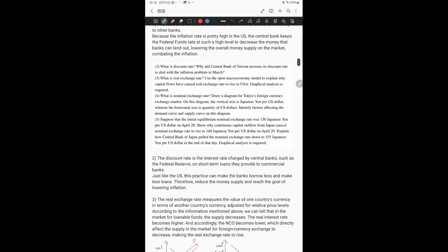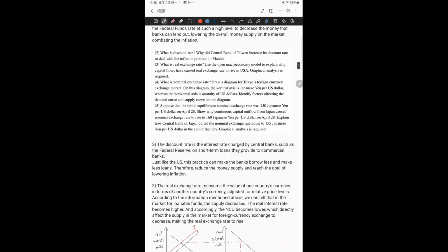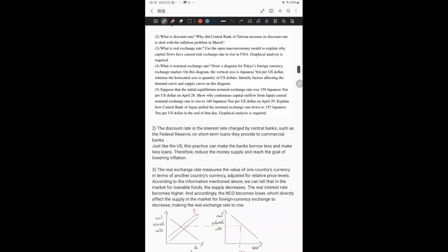And okay, we move on to question number 2. What is discount rate? The discount rate is the interest rate charged by central banks, such as the Federal Reserve, on short-term loans they provide to commercial banks.